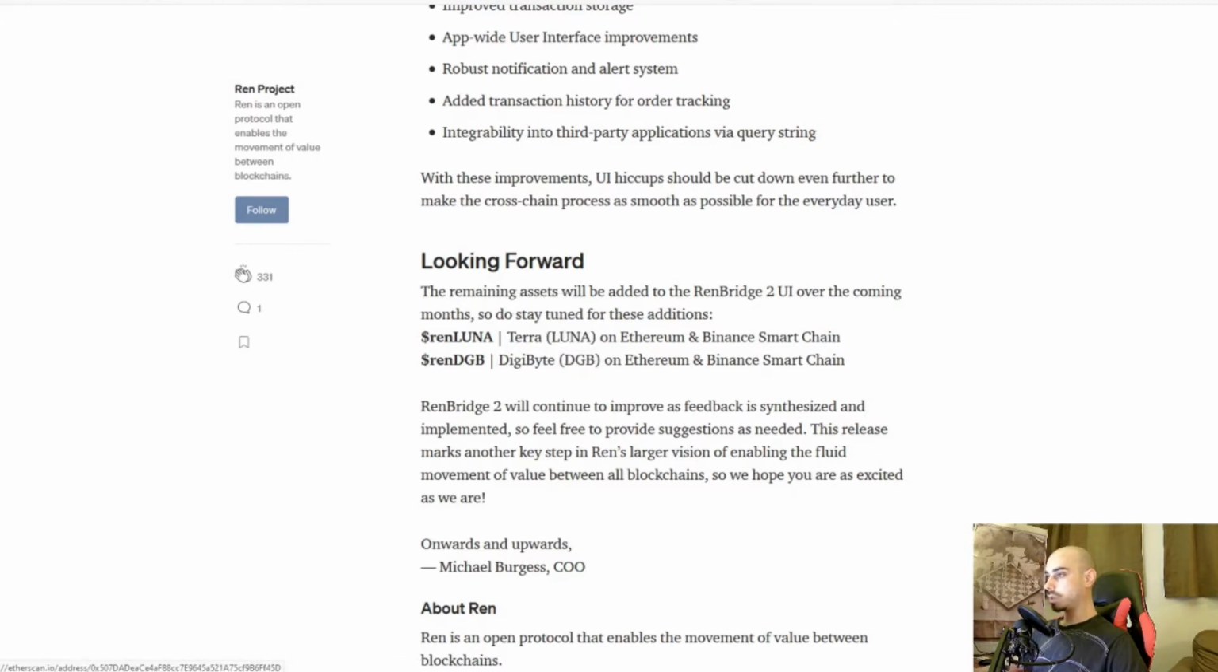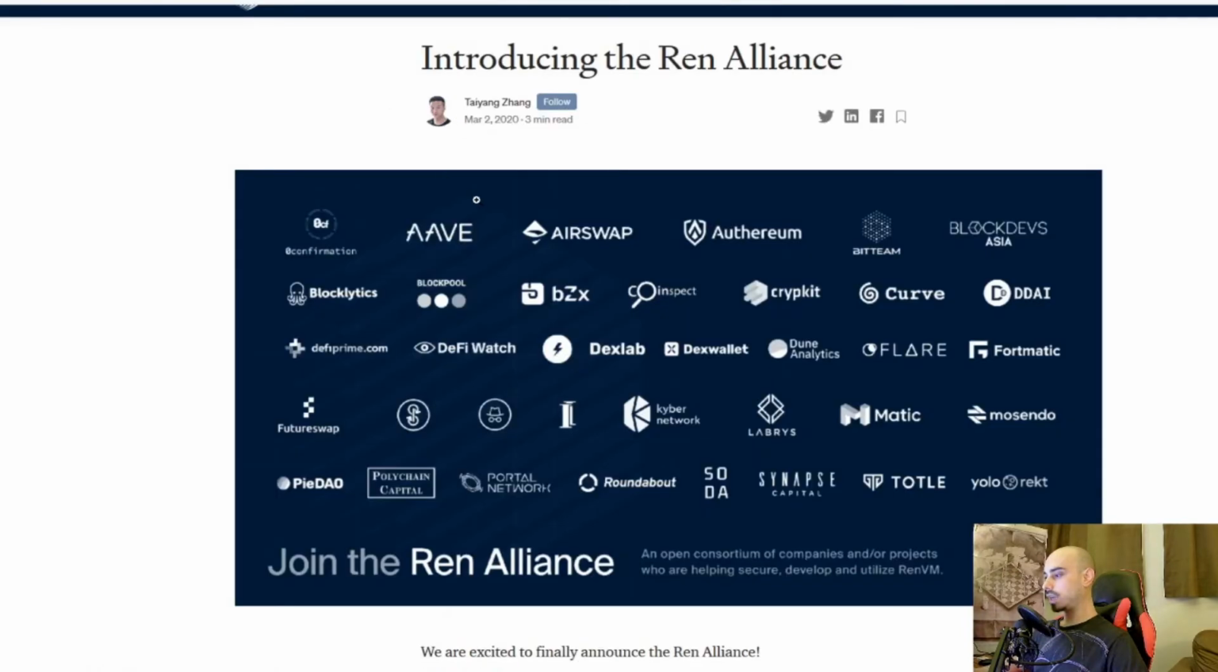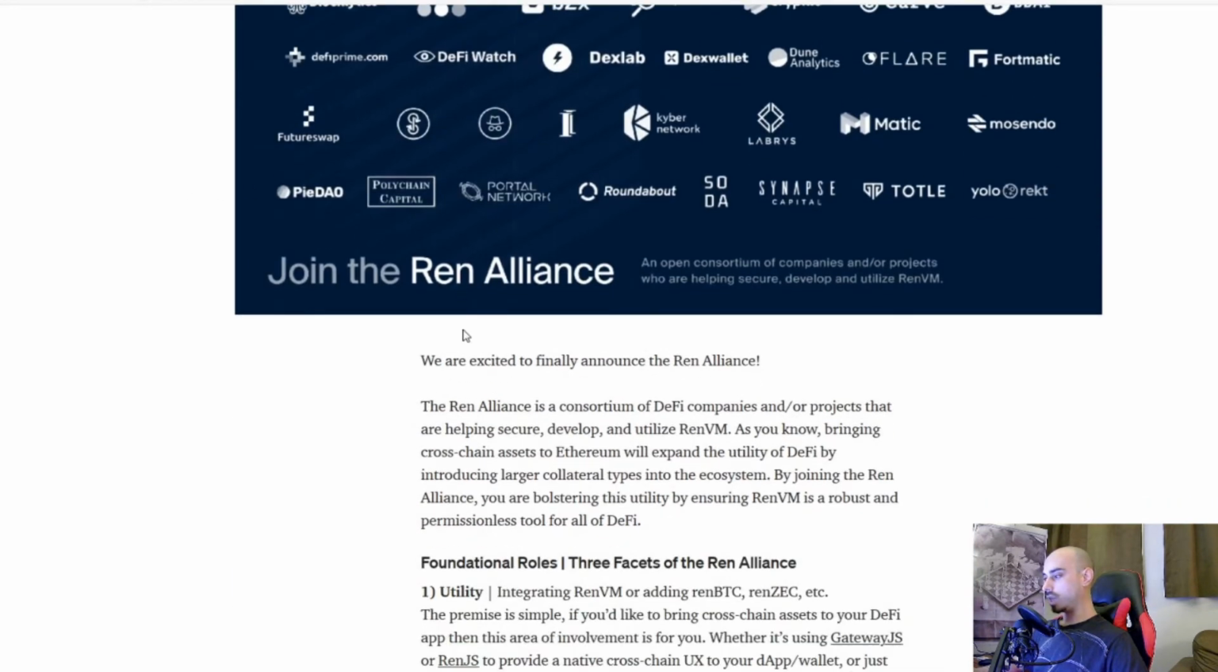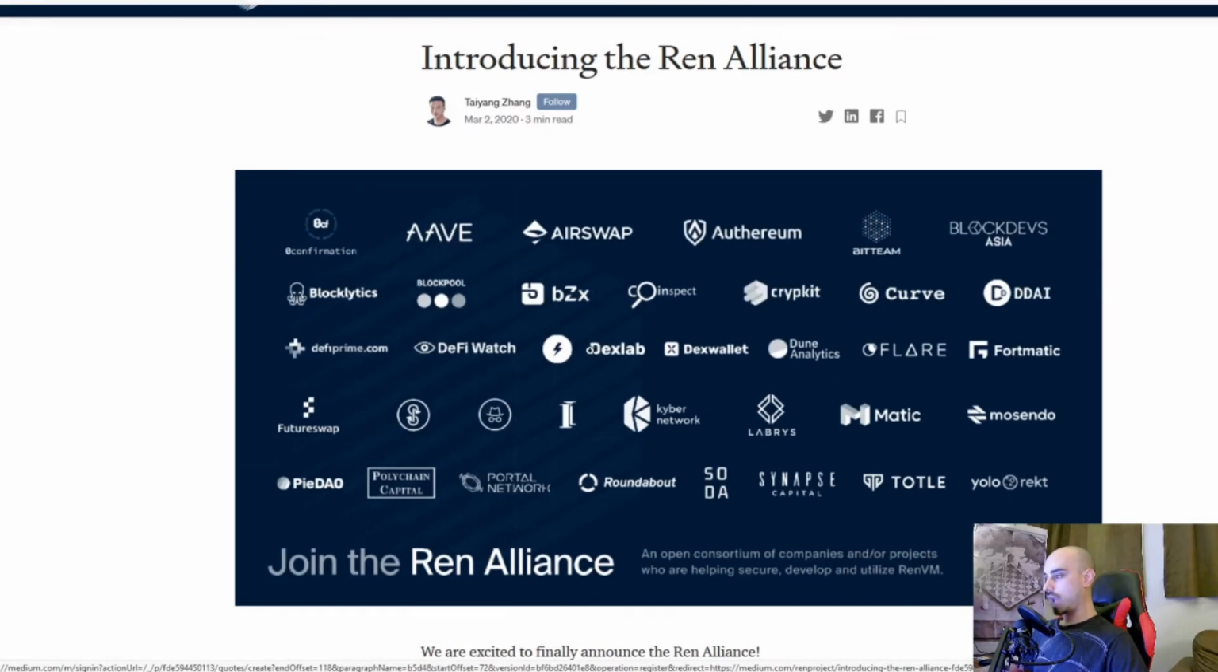So to introduce the partnerships, Ren created and introduced what we call the Ren Alliance, which is a huge ecosystem. They're calling it a consortium of DeFi companies that are helping secure, develop, and utilize the Ren virtual machine. That was the introduction in March 2020, so that was about 1 year ago.